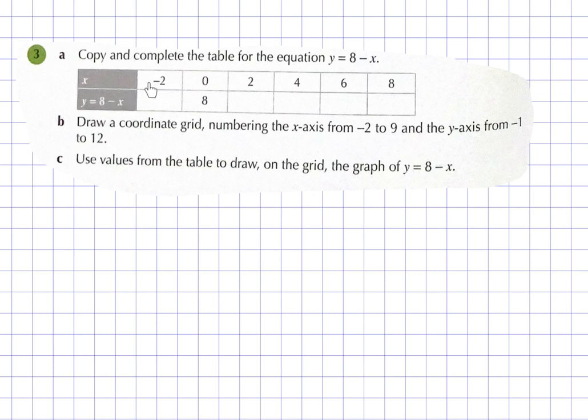For the first one, 8 minus x means 8 minus negative 2. So 8 plus 2, because minus negative is plus. You can use your calculator if you struggle with that one. So 8 minus negative 2 means 8 plus 2, equals 10. Now next, 8 minus 2, 8 minus 4, 8 minus 6, 8 minus 8.